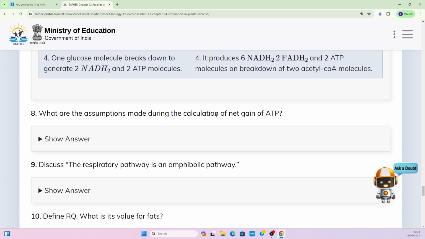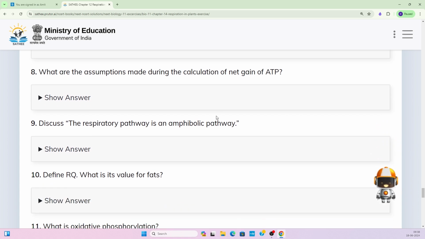Moving to our next question. What are the assumptions made during the calculation of the net gain of ATP?